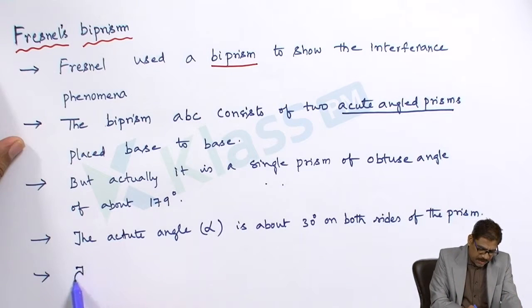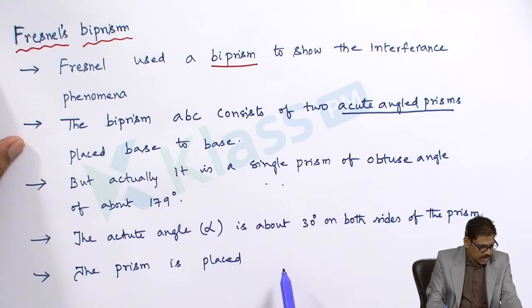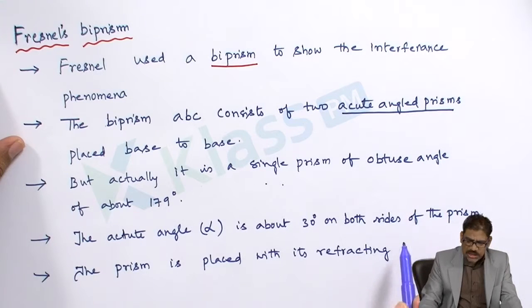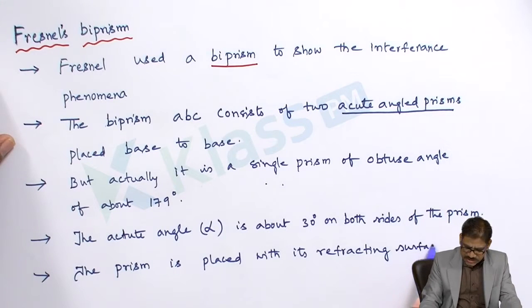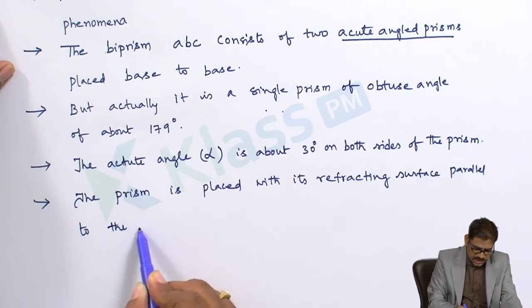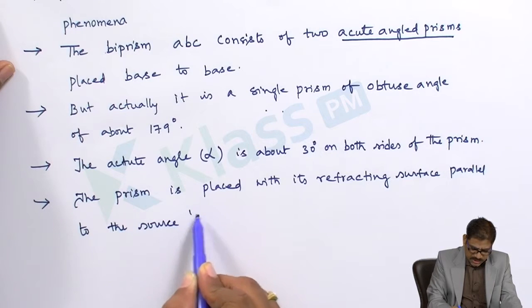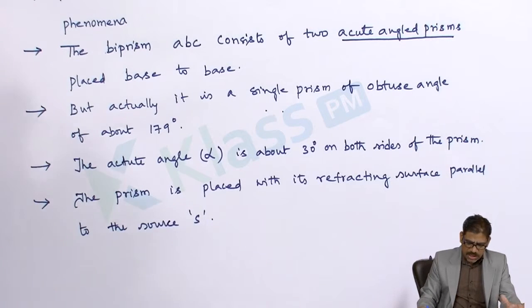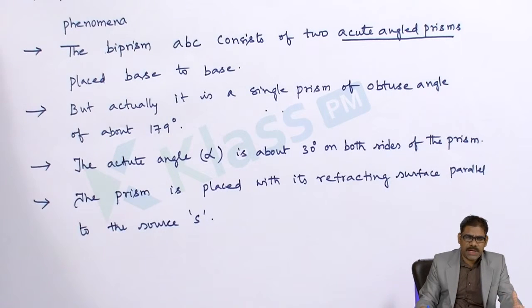Next, the prism is placed with its refracting edge, or otherwise the refracting surface, parallel to the source S. So S is the chief source of light that we are using here. We are making the refracting surface of that particular prism almost parallel to the monochromatic source of light S.